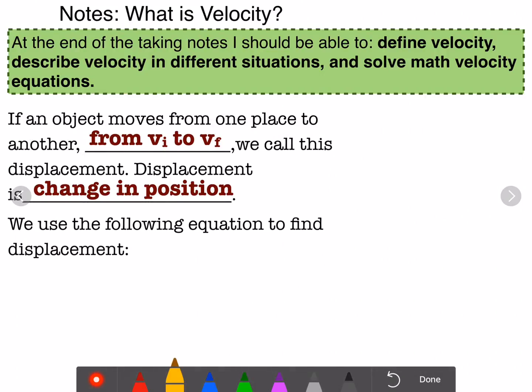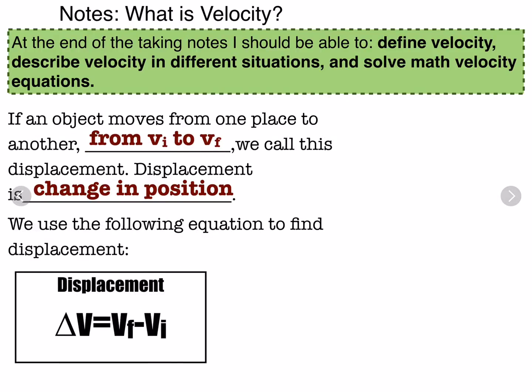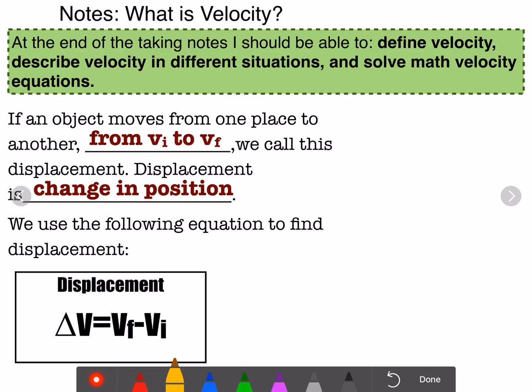So if an object moves from one place to another, from VI to VF, where VI stands for initial velocity and VF stands for final velocity, we call this displacement. Displacement is change in position. Just like when we talked about speed, which we said was a change in displacement, now displacement is a change in position. We use the following equation to find displacement: the change in velocity is equal to V final minus V initial. You're just taking the final one subtracted by the initial one, and you'll end up getting your displacement.